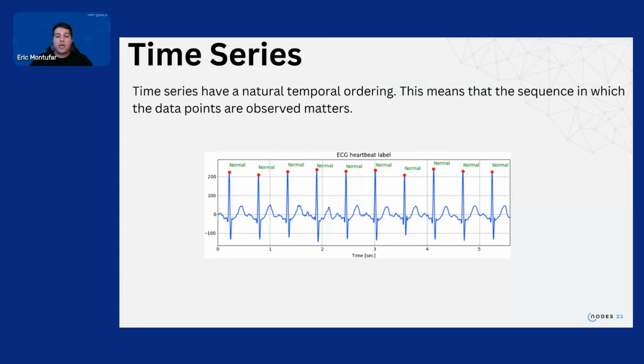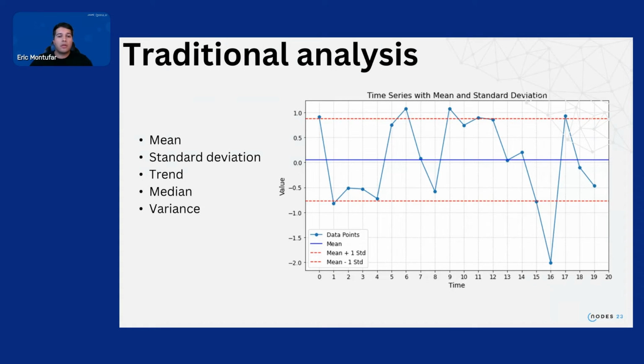For time series, we have different techniques to analyze them. Some of them are quite traditional and widely known. For example, we have the mean or standard deviation, which are basic statistics we can get from the time series. The mean is the average value of the time series over a period of time. The variance is the dispersion of the time series around the mean. The standard deviation represents the variability of the time series.